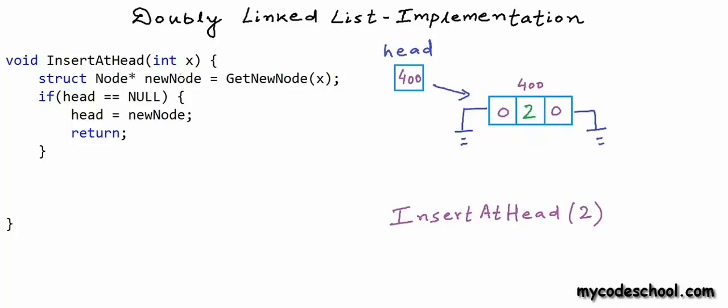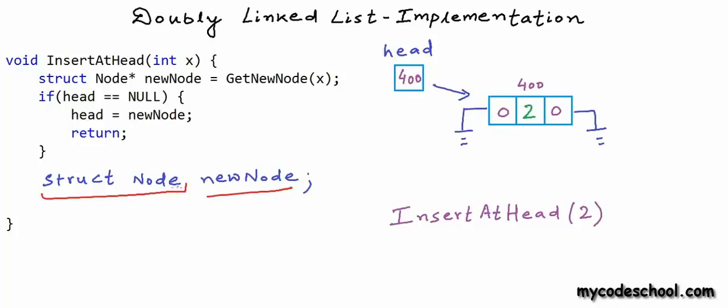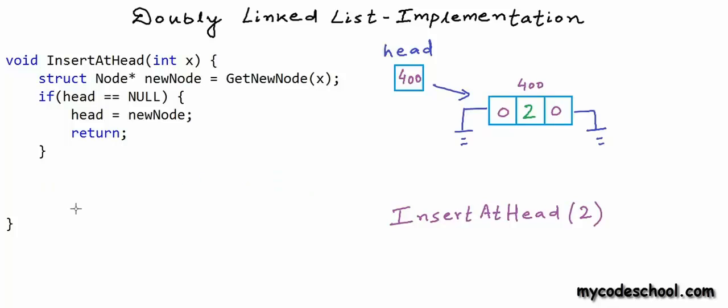As soon as this function insert at head finishes, this variable new node will be cleared from memory. But the node itself will not be cleared. If we would have created the node like this, struct node new node, and in this declaration new node is not a pointer to node, it's a node. We are not saying struct node asterisk. So if we would have created the node like this, the node also would have been cleared. Okay, coming back to the function here, let's write the rest of the logic.